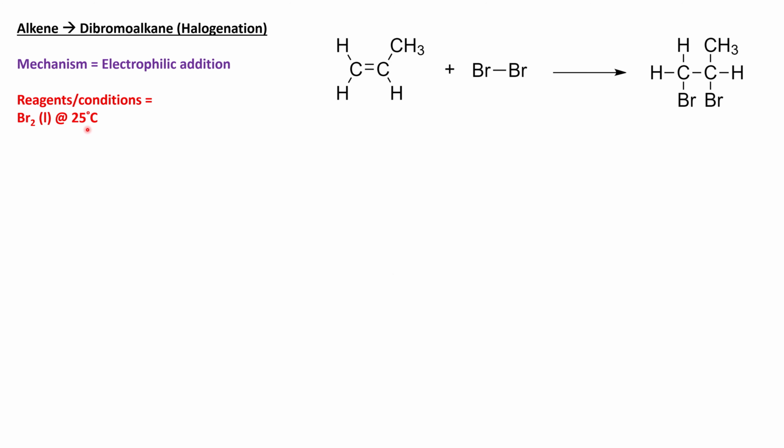liquid bromine at room temperature. The bromine's a liquid simply because that's its standard state at the given temperature. Now this will follow two potential mechanisms, but I'm going to talk first about the more likely mechanism. Take the propene and the bromine.